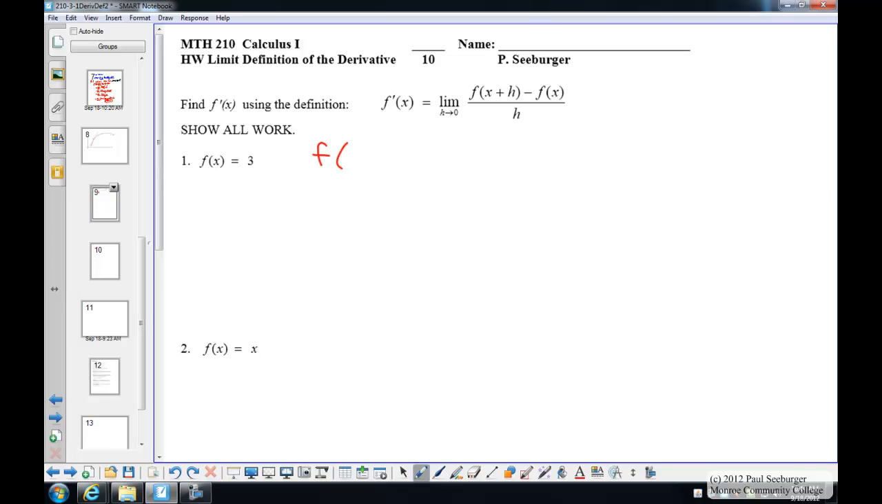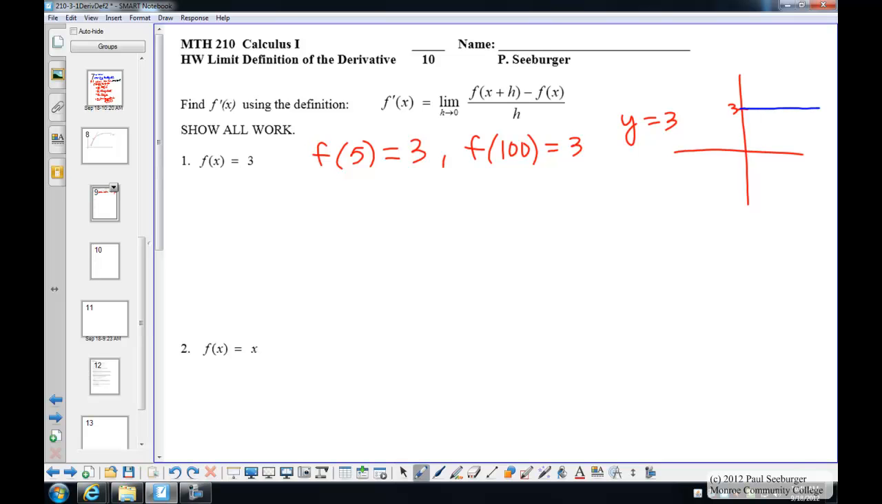So f of 5 would be equal to what for this function f of x? Should be 3, right? Let's see, f of 100? It's 3. In fact, this is the graph. If we graphed it, it would be y equals 3. If you graph y equals 3, what does it look like? Horizontal line. What's the slope of that horizontal line? 0, everywhere, right? So we should expect to get 0 out of this. We can't force the hand of this thing to make it happen, but we should expect that to happen as we go through the process. Now, in this case, big hint, what is f of x plus h?